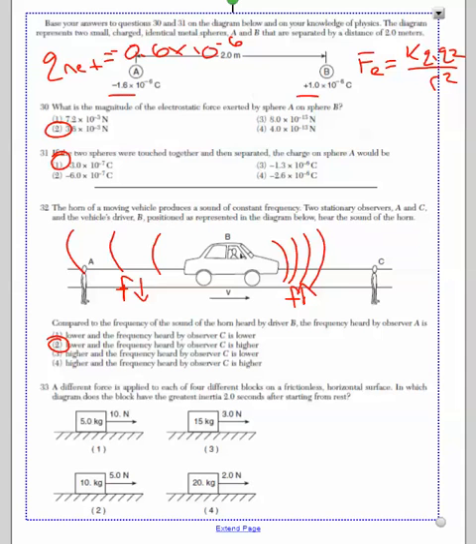Number 33 is asking about which one has the greatest inertia. Inertia is dependent on mass or related to mass, so the one with the most mass is going to have the most inertia. It doesn't matter the force that's acting on it. All it depends on is the mass.